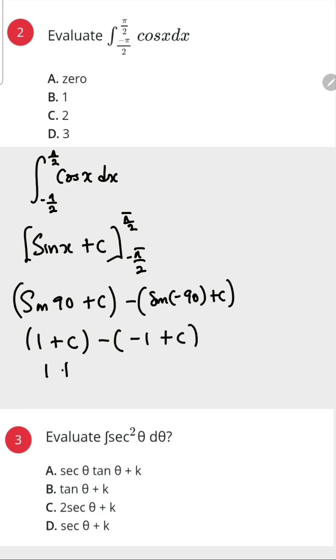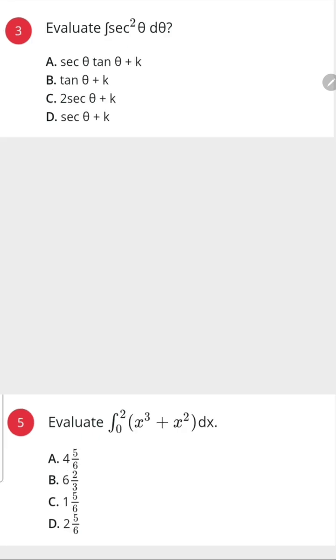So it's going to be 1 plus c minus, or it's going to be plus 1 now. Okay, plus 1, then minus c. So this c will cancel this c. So what we are going to be left with is 1 plus 1, which equals 2. So you can see that the answer is C, which equals 2. I do believe it's getting more interesting, right? So let's go to the next question.